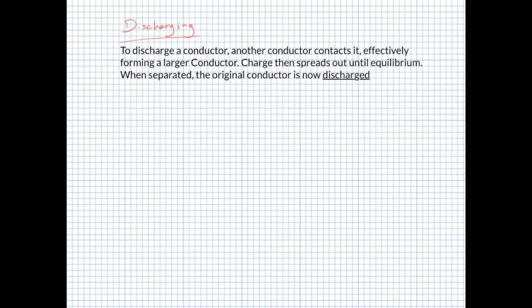All right, so how do you discharge an object? Well, again, a conductor is easy. To discharge a conductor, all I need to do is connect it to another conductor, which effectively forms a larger conductor, and then charge will spread out until it's in equilibrium. And then when I separate those objects, the original conductor will now be discharged.